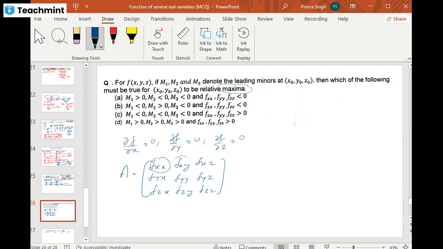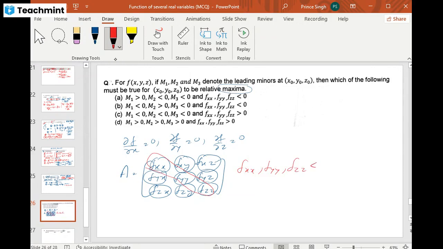A11, A12, A13, A21, A22, A23, A31, A32, A33. Right? We are assuming X as our first variable, Y as our second variable, and Z as our third variable. So firstly, we construct this matrix. Then the first condition is all the second order derivatives should be negative. For maxima, the condition is second order derivative, all of them should be negative.